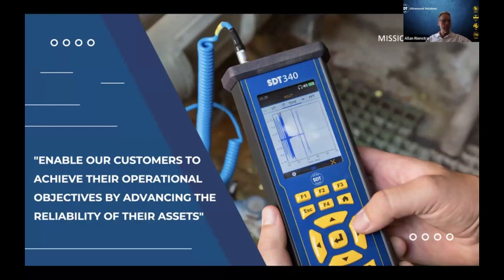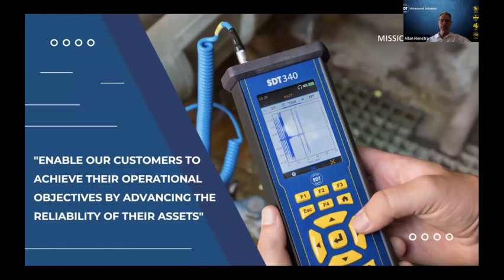Our reason for existing, we're actually in business 50 years now, is to enable our customers to achieve their operational objectives by advancing the reliability of their assets. And that's a really large statement because ultrasound does so many different condition monitoring and predictive maintenance related tasks. Now, this presentation is only going to focus on a singular task, which is electrical applications.